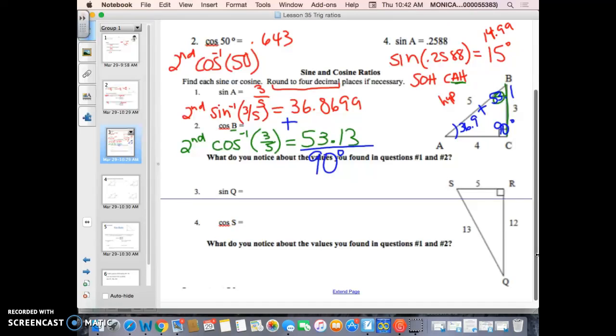The other thing you should notice about question 1 and 2 is that though the fraction's the same in both of these problems, the ratios are different because you're looking at the sine in one and the cosine of the other. So we actually get 2 different angle measures. Well, let's see if that holds true for the second example.